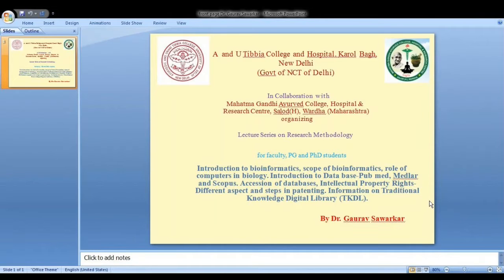Today, on the 12th and the last day of the lecture series, the topic is Introduction to Bioinformatics, Scope of Bioinformatics, Role of Computer in Biology, Introduction to Databases like PubMed, Medlar and Scopus, Accession of Databases, Intellectual Property Rights, Different Aspects and Steps in Patenting, and Traditional Knowledge Digital Library, that is TKDL, presented by Dr. Gaurav Sawarkar sir. Now, without further ado, we will hand the time over to our guest speaker. Today's speaker is Dr. Rajendra Sawarkar sir.